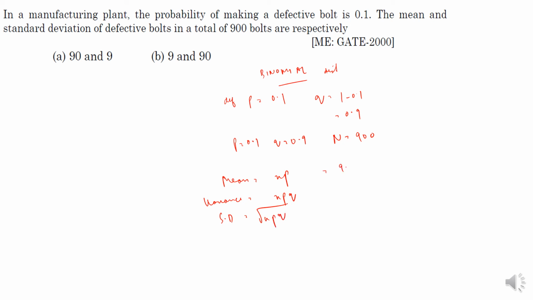Now N is 900 into P is 0.1, right? This is 900 into 0.1, which is 90. And what about variance? 900 into 0.1 into 0.9 is 81. But what we want is the standard deviation, which is root of 81, which is 9. So the mean is 90 and the standard deviation is 9.